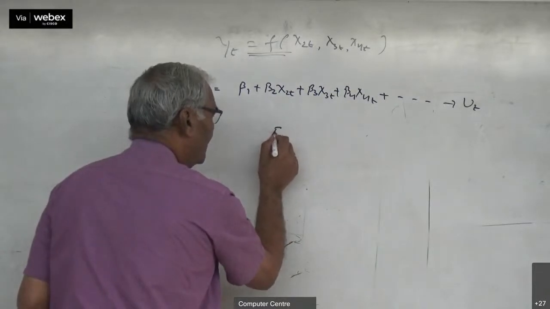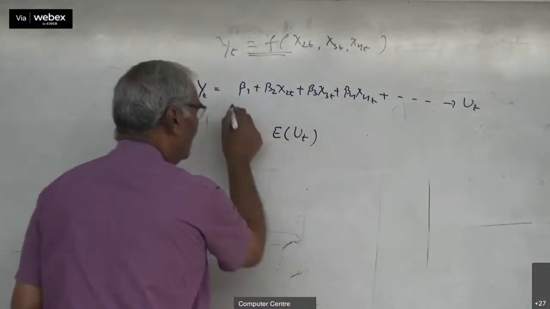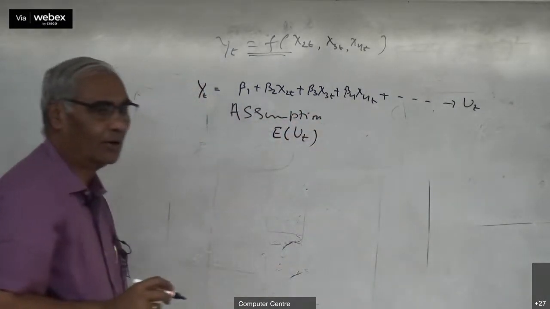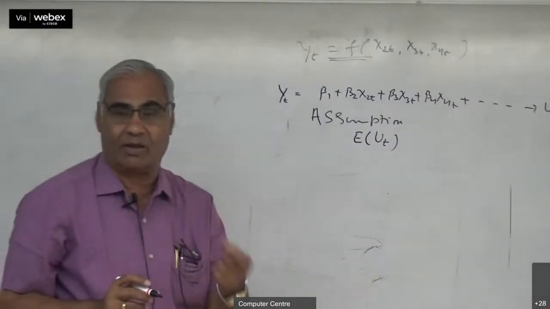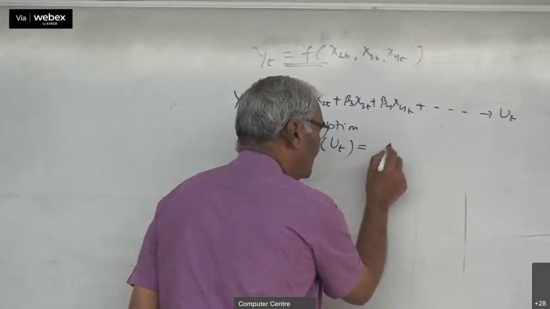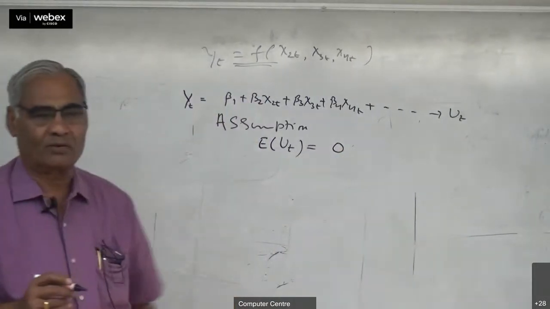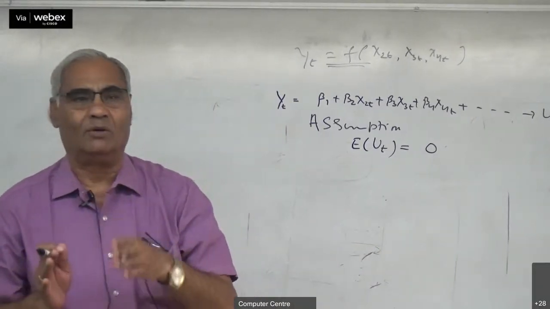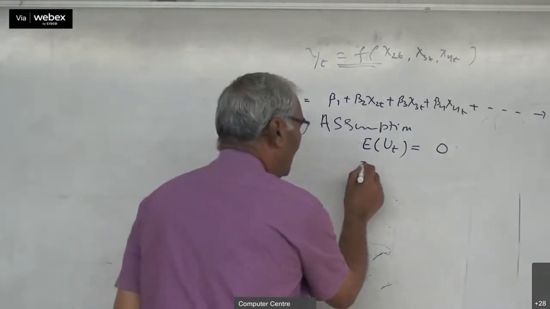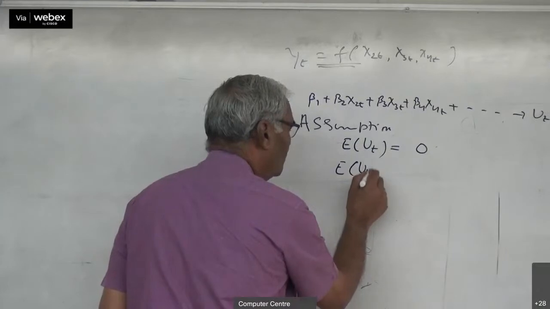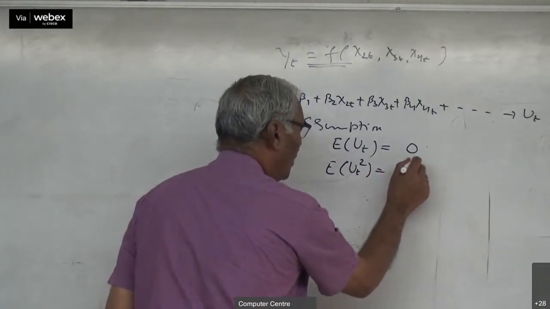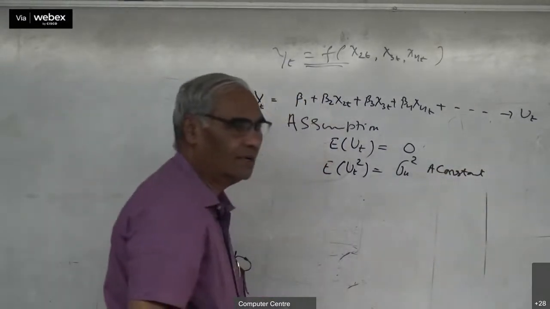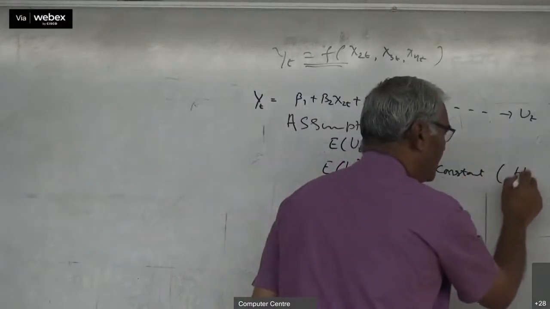Now, here is the U. The first assumption, what are the assumptions about U? Classical linear regression model, assumptions about the error term. This is very important. And first assumption is that expected value of the U is 0. So there will be some positive U's, there will be some negative U's, and on the whole, the expected value of the U is equal to 0. Second assumption is that expected value of ut square is equal to sigma u square, a constant.